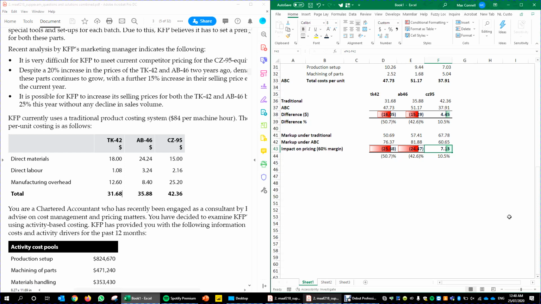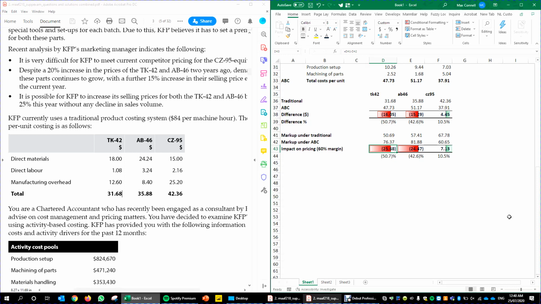In its most simplistic view, basically what this question wants you to do is identify those things. Say that the cost margin is understated for TK42 and AB46 and overstated for CZ95. And the implication for cost margin is that TK42 is probably understating its selling price that it should be, and CZ95 is probably overstating it. So in its most basic form, that's what we need to say in the exam paper.